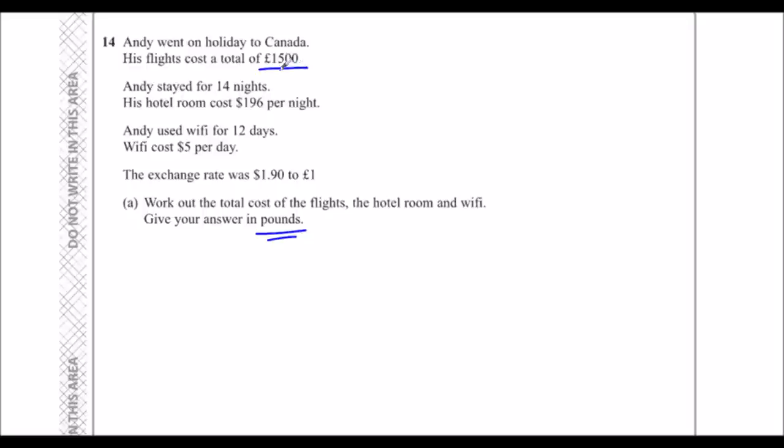So we know his flights. So let's work out his hotel room. So in dollars, we could change these into pounds before we start, or we could work out how much it is, then change it to pounds after. It doesn't matter. So the hotel room, we'll work it out in dollars. So 14 times 196. Type it in the calculator. That is $2,744 for the hotel room.